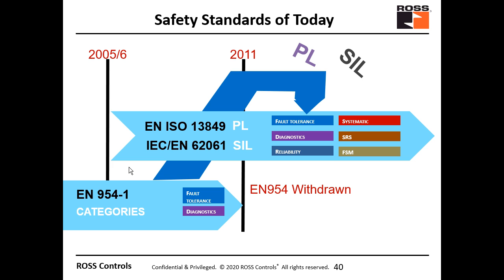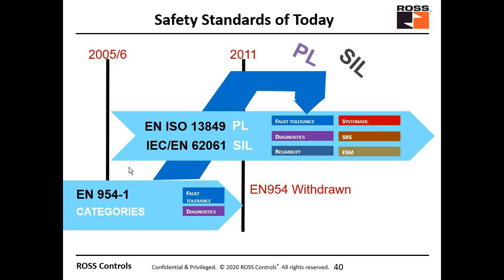With that said, I want to look at what the big differences are. From categories, you had just this basic structure that supplied your diagnostics and your fault tolerance. Well, you still have that. There are still categories existing as part of performance levels, but what's been added is reliability. So it's looking at the reliability of the components. It's looking at the systematic approach of design and implementation. It looks at something called SRS, Safety Requirement Spec: what are the safety requirements for the system? And then it looks at something called functional safety management: how are you managing that design process? So it basically adds a whole lot of levels of looking at diagnostics, reliability, systematic design approach, and the safety requirements that are needed.